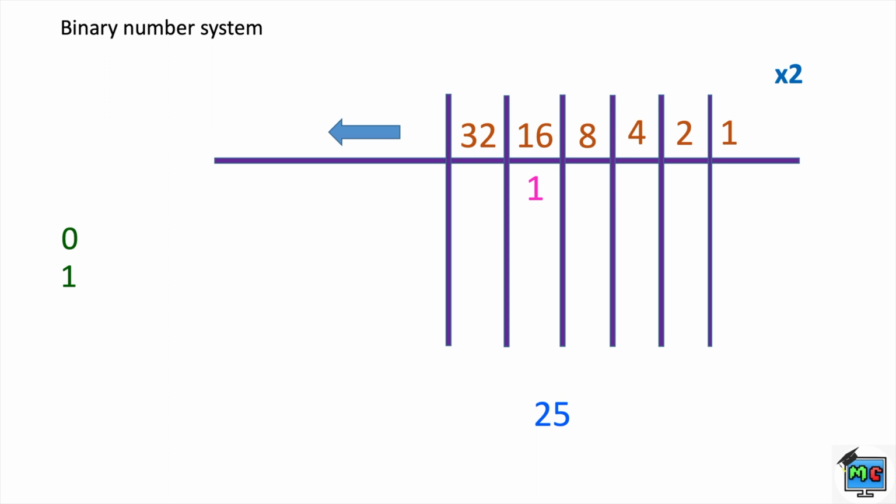Now you count how much more we need to make 25. 9. We don't have a 9 column. Can I use the 8 column? Yes. So I use the 8 column as well. So 16 plus 8 is 24. How much more do we need to make 25? 1. So this is 25. What happens to the columns of 4 and 2? You put 0 there, 0, 0. So 25 in binary is 1, 1, 0, 0, 1. Is that understood? Yes. Okay.